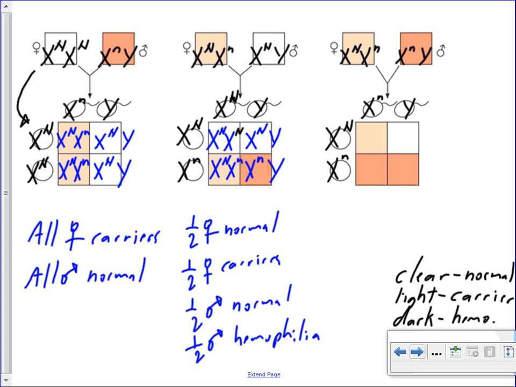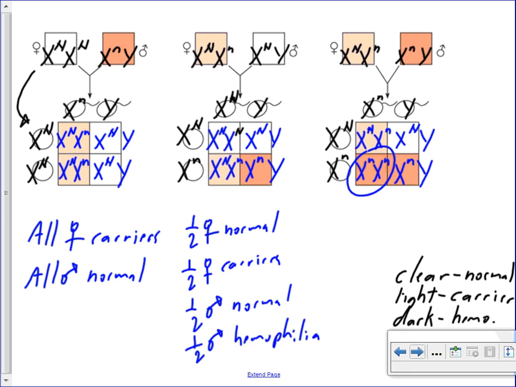So in our Punnett square, we end up with a female that is a carrier. And for the first time, we end up with a female that does have hemophilia. For the males, we have a normal male, and we have a male that has hemophilia as well.